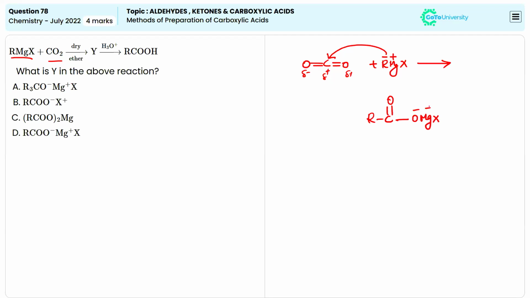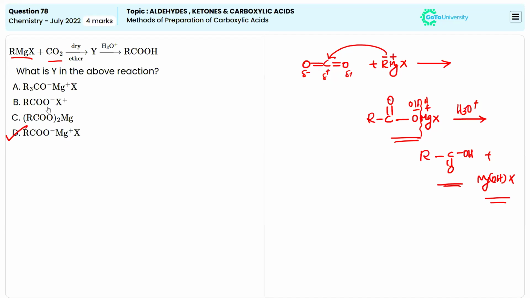MgX plus. Now this will undergo hydrolysis in the presence of H3O plus, and they will produce RCOOH because hydrolysis will take place here. So you can write the hydrolysis like this. Plus the other product is MgX. Okay, so these are the products you are getting here. So this is the intermediate actually. The final products are not given in the options. So you can see this intermediate in option D, which is the correct answer.